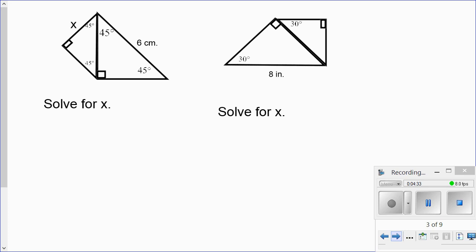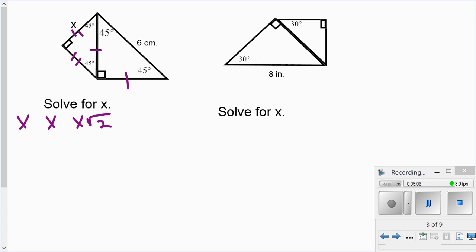So I'm seeing 45, 45, 90. So I'm going to go ahead and mark what I know, which is that this side is congruent to this side, and that this side is congruent to that side. So I also know that the ratio for a 45, 45, 90 is x, x, x times the square root of 2.